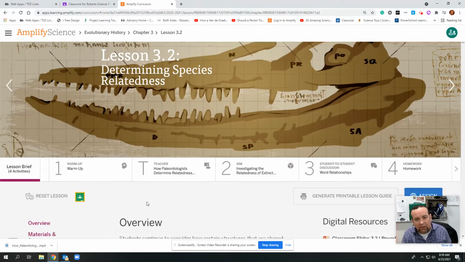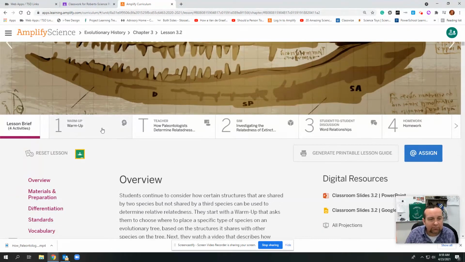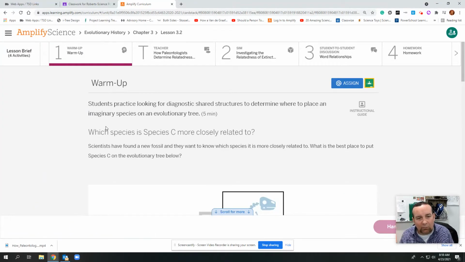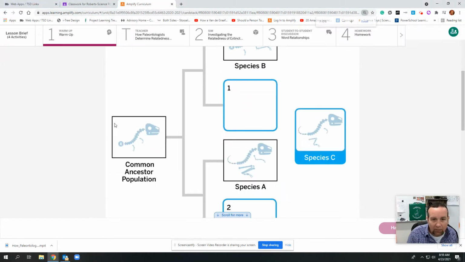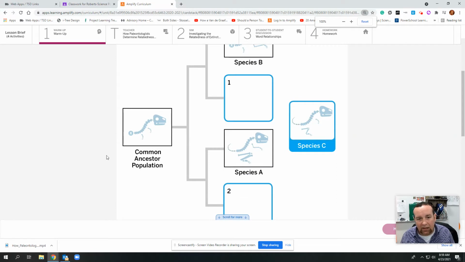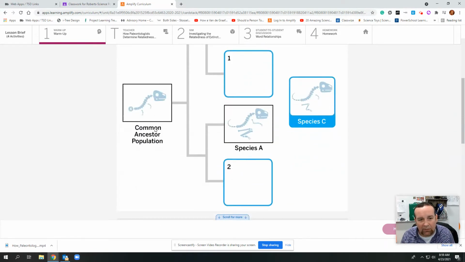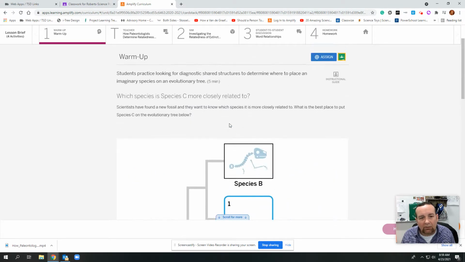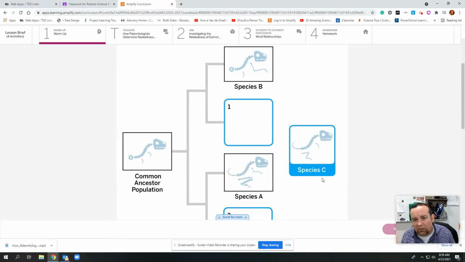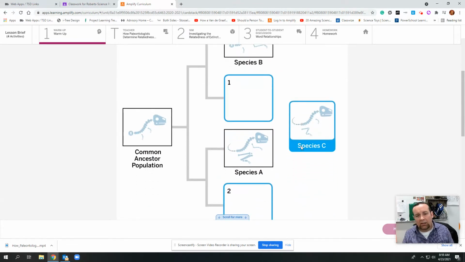All right, friends. So hopefully you had a chance to watch that video. What we're going to do is practice some of those things you saw in that video in today's lesson. So we're going to go to our warm-up, and for our warm-up, we have a model of a common ancestor population and some descendant species. Basically, scientists have found this new species, species C, and they need to try to figure out where it goes. So you're going to help them with that.